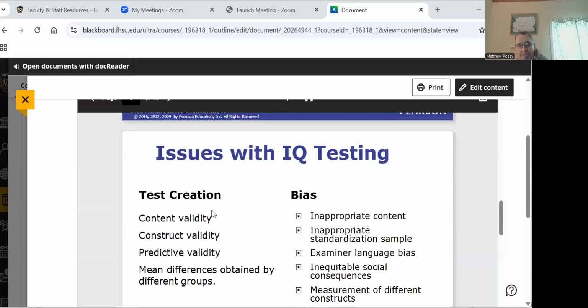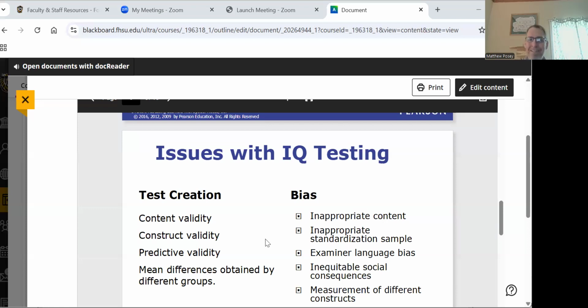Issues with IQ testing, okay? Just in the creation of the test alone, oftentimes we have issues with content validity, construct validity, how it's constructed, predictive validity, and then the mean differences obtained by different groups. Okay, those are some issues with the creation of it.